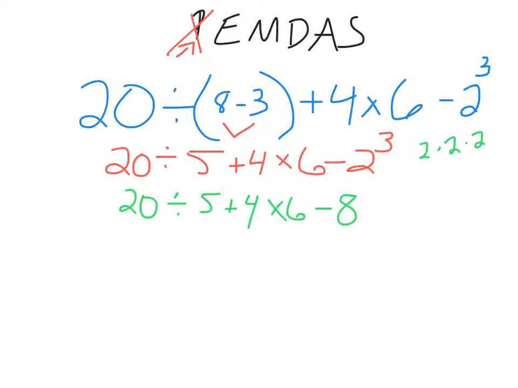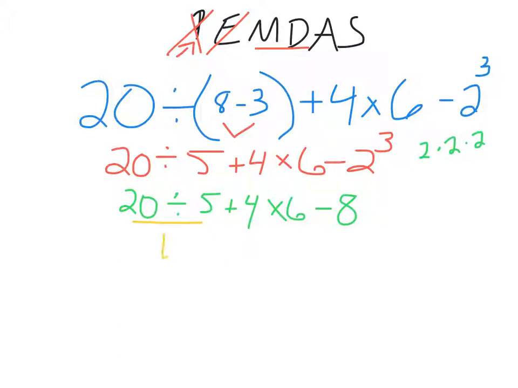And that's the idea here. So now the next step, we're finished with the exponent. We've solved all exponents in the problem. Now moving on to the next step, which, remember, is multiplication and division together. I'm going to read this from left to right, and it looks like I have a division problem that comes first, that 20 divided by 5.